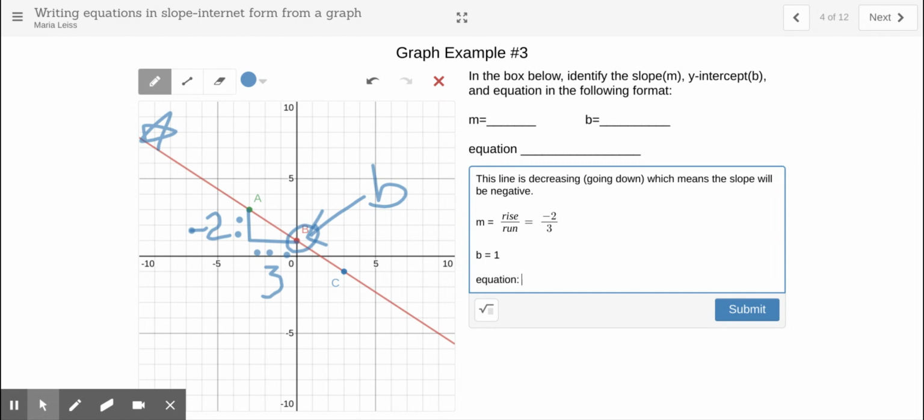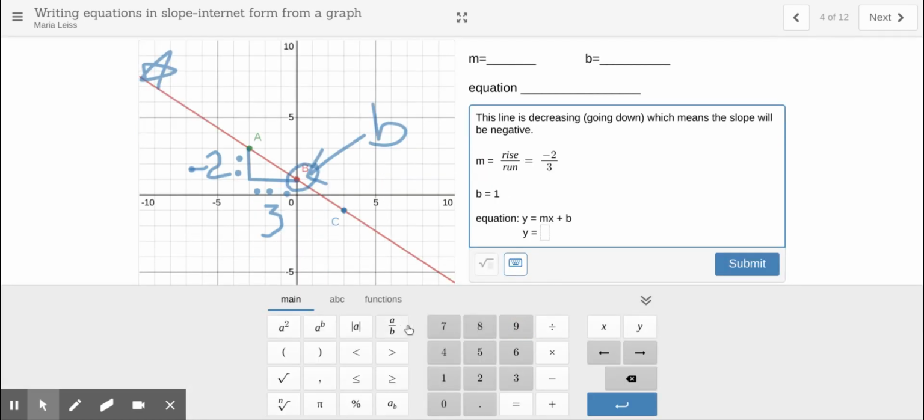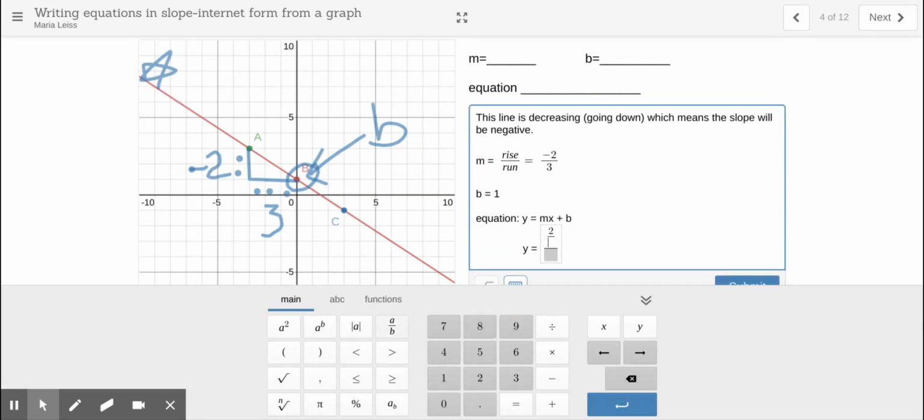Now I just need to fill in my equation. So y equals, oops, negative, yes, if Mrs. Lease doesn't put the negative, she's marking it wrong. -2/3 x plus 1.